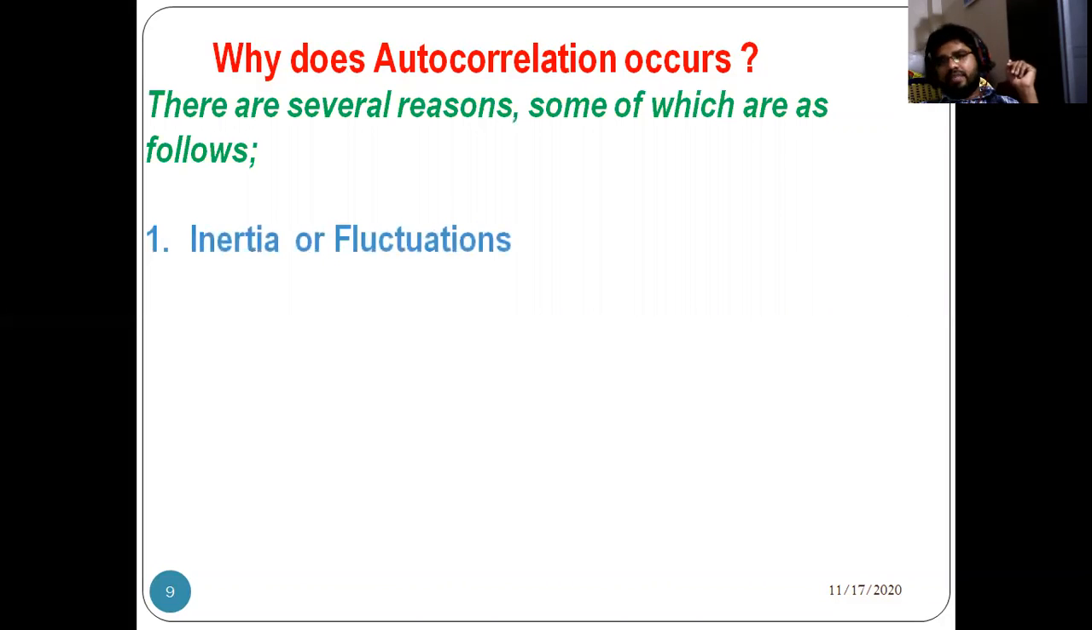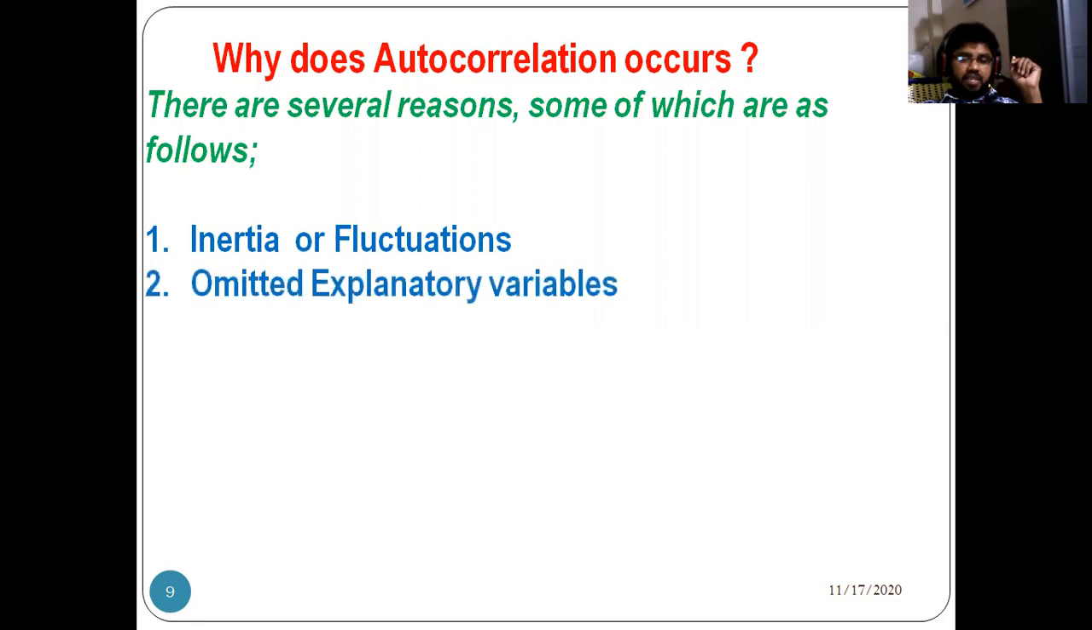The first one is inertia, or fluctuations. Second one, omitted explanatory variables from the model. The first point is inertia or fluctuation. If you take any data and the data is fluctuating, that is generally called inertia. Omitted explanatory variable means if you are taking some independent variables and you remove them from the model, you will get an autocorrelation problem.